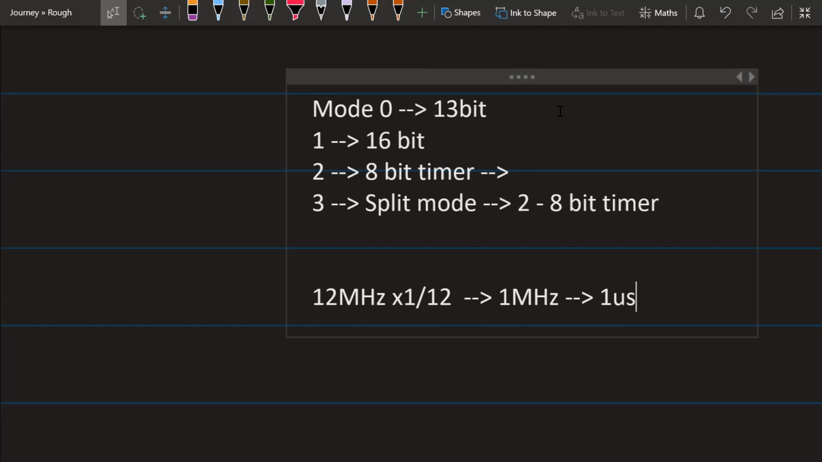In the same way, if my microcontroller is operating at 16 mega, can you find the time duration of each count? 16 into 1 by 12 mega, then you have to take the inverse of that. That is the frequency, and 1 by frequency is time.